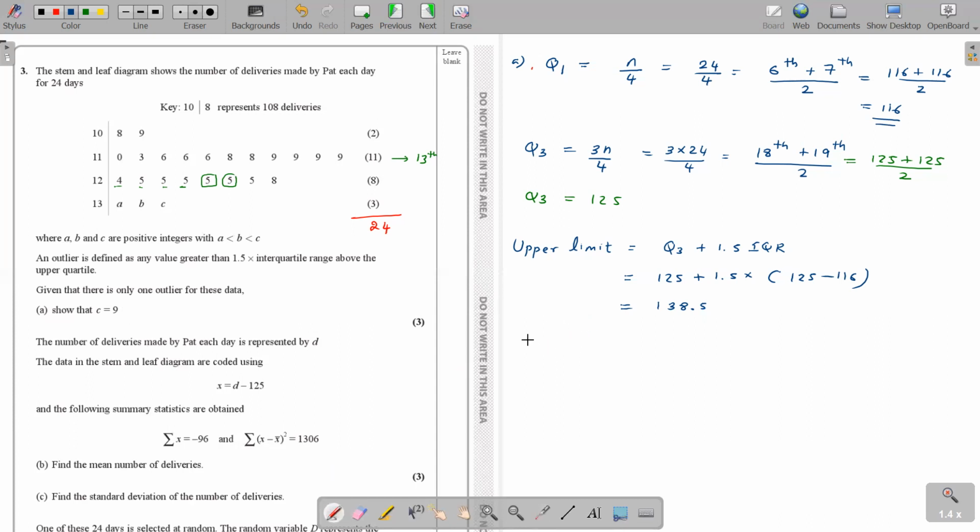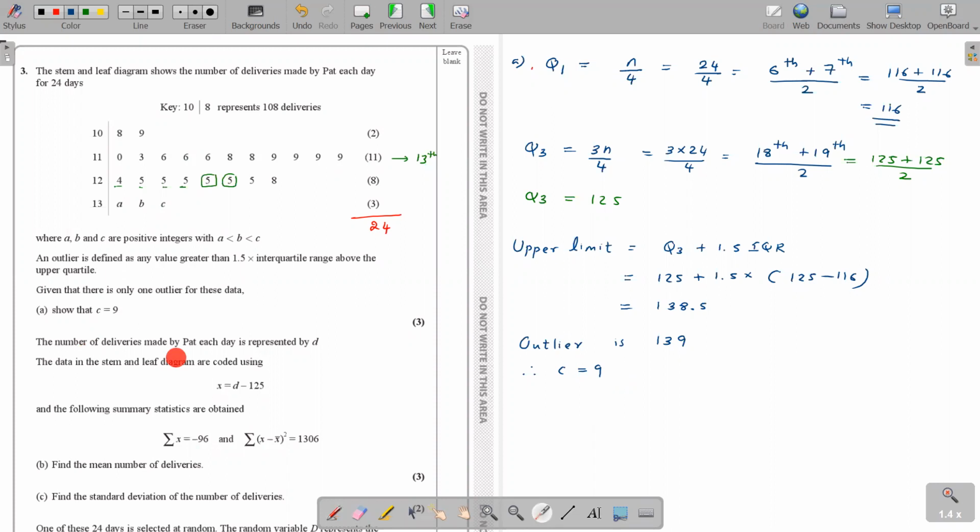So you can write here: outlier is 139. Therefore, C equals 9. Do you understand? Your outlier is 139, therefore C should be 9. Okay, then let's move to the next one.